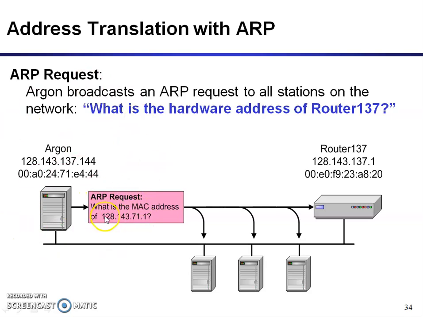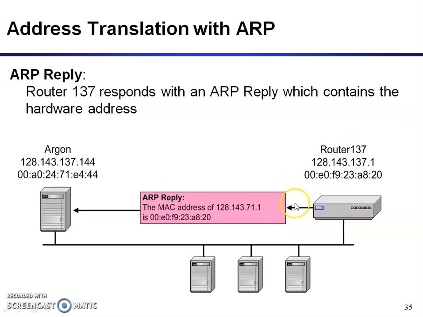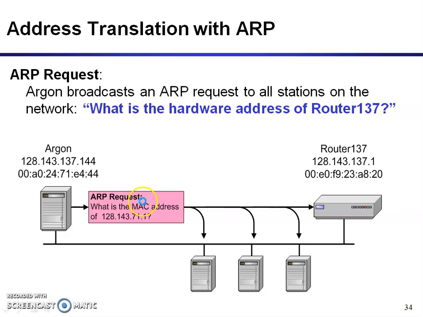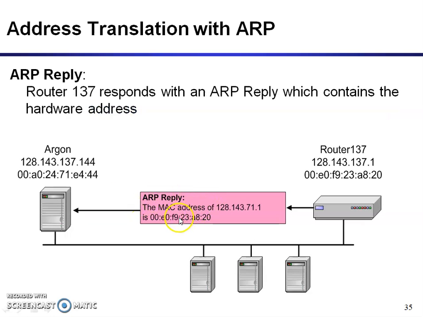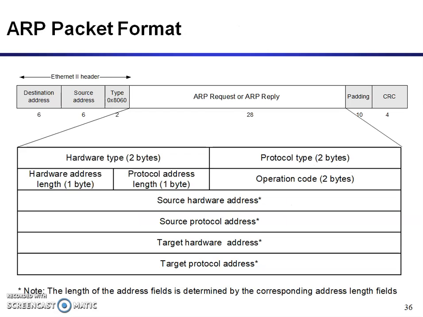So the IP address of the router is given here, and it will be sent on the entire network. However, the match is there only with the router. So when this match is found, then the router will respond with an ARP reply. So here it is ARP request, and here it is ARP reply. And in that reply, it will give this particular MAC address, 00 E0 F9 23 A8 20. So the entire MAC address is given as the ARP reply. So this is how the address translation and ARP request and ARP reply works.